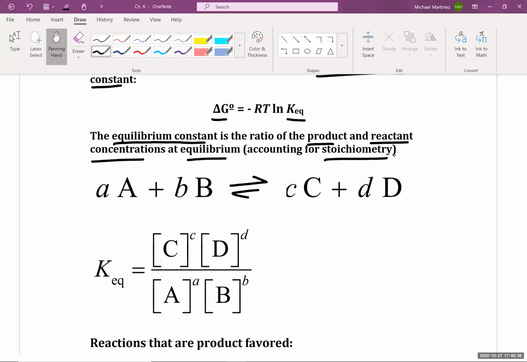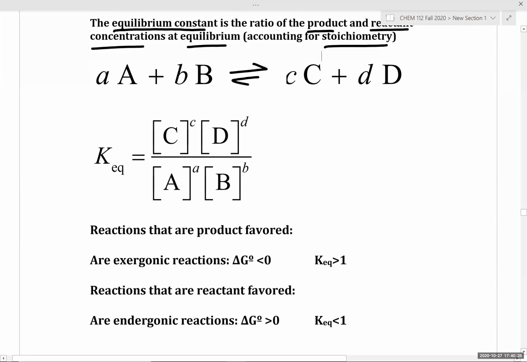So from this information, we can conclude that reactions that are product favored are known as exergonic reactions. Exergonic is a term somewhat related to exothermic, except this time it's referring to a Gibbs energy that's less than 0. So in turn, the total Gibbs energy of our products is less than that of our reactants.